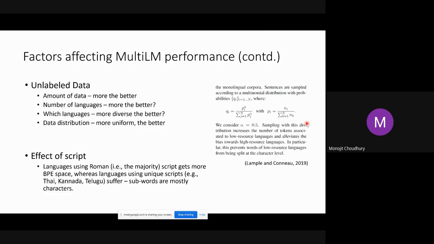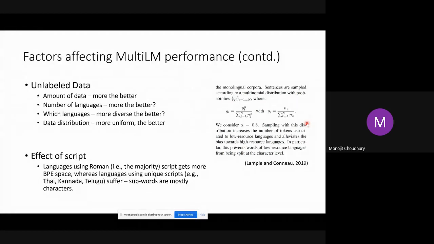So that's a big problem, a big challenge, because of the BPE algorithm and how we break into subwords. Most other languages which don't use Roman script are actually degenerated, and you don't see good subwords for them.